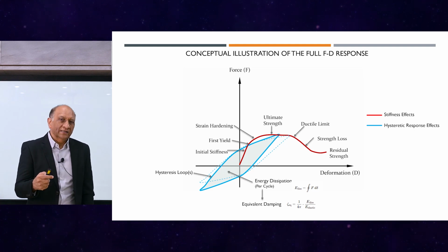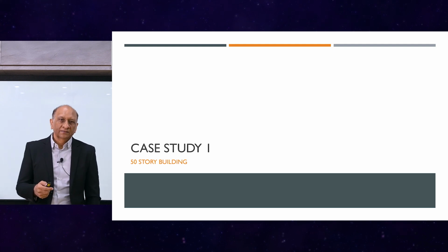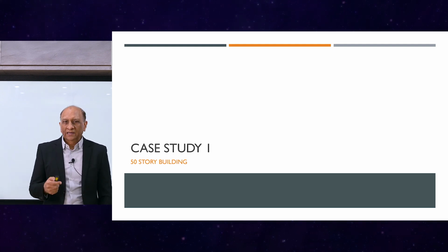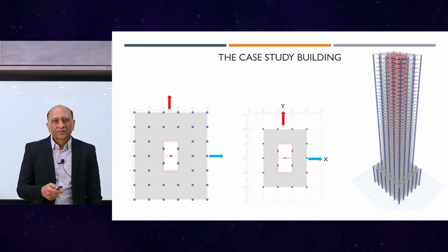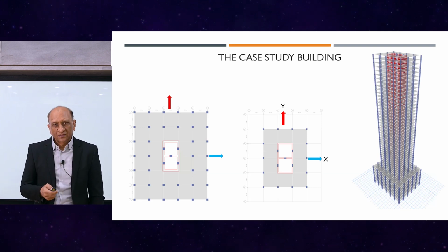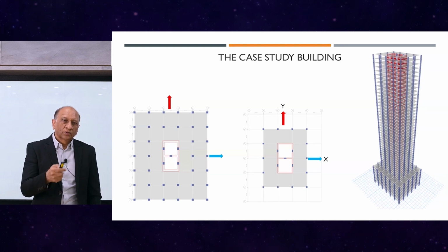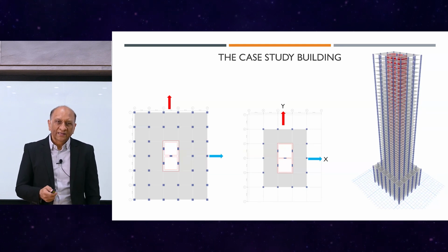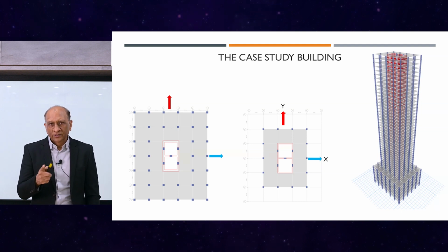Before I go into the details of that, let's look at some case studies and see how these factors affect the response of a typical building. I've taken two case study buildings. Dr. Pramin, my colleague, helped me to generate this part of the presentation. First is a 50-story building, and we look at a building with the podium and with the tower.